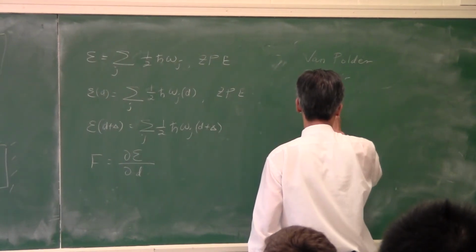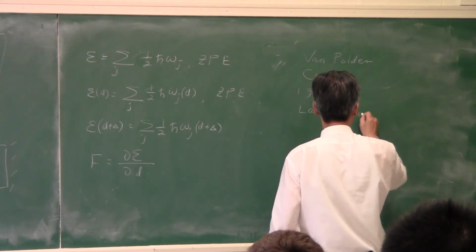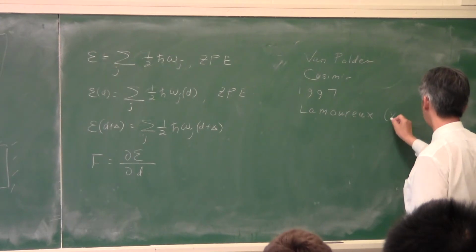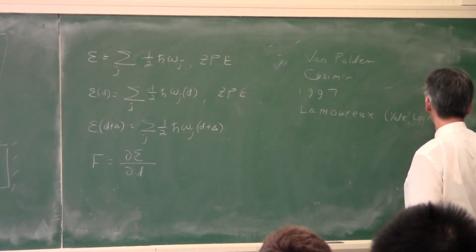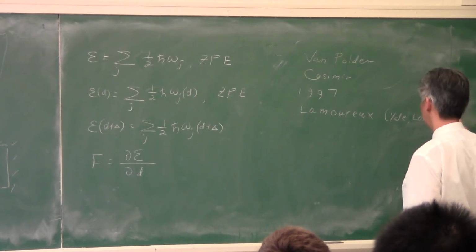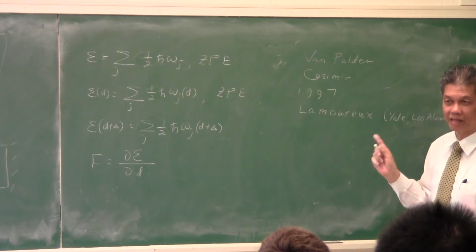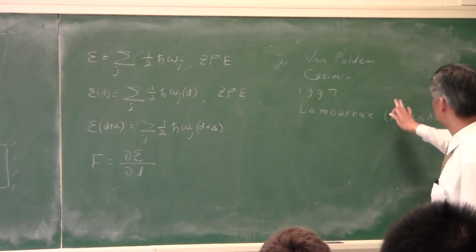1997, Lamoureux, okay, it's a French name. But he's American actually, he works at Yale now. Before that, I think he was at Los Alamos. Okay, he did an experiment to establish the existence of this force. And by 1997, our knowledge has greatly improved.